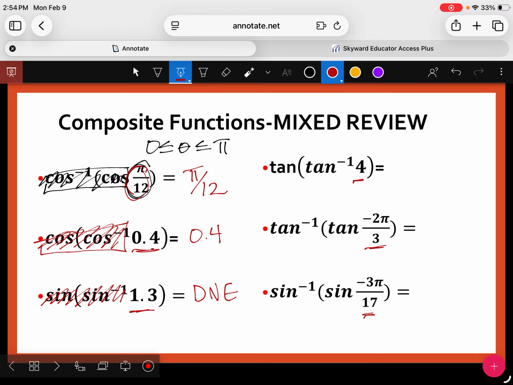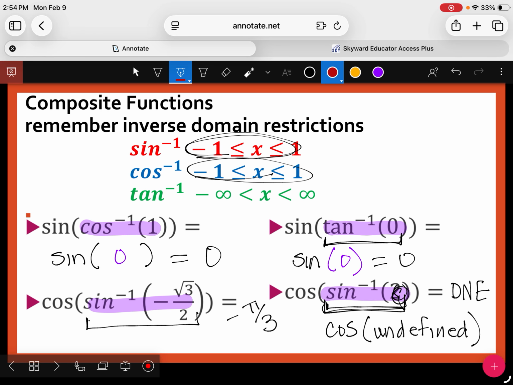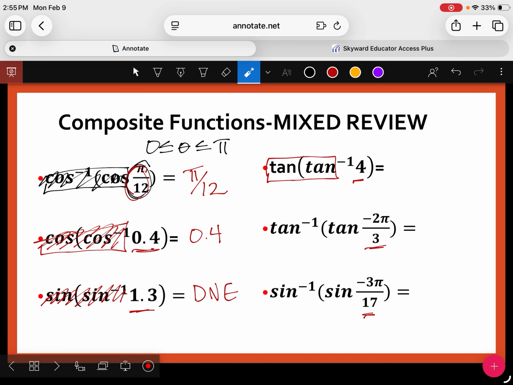Tangent, however, you can take the tangent of any number. Tangent has a range, let me go back here, of all real numbers, so -infinity to infinity. So we can actually find the inverse tangent of 4. And because these are the same, we're just canceling them out, and my answer is 4.